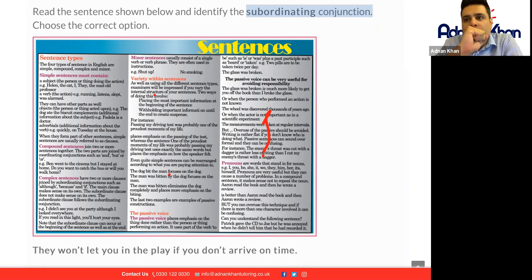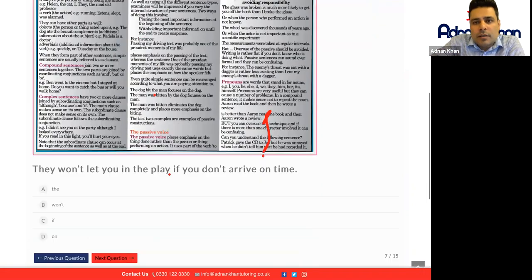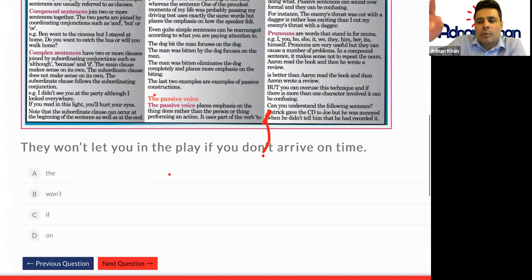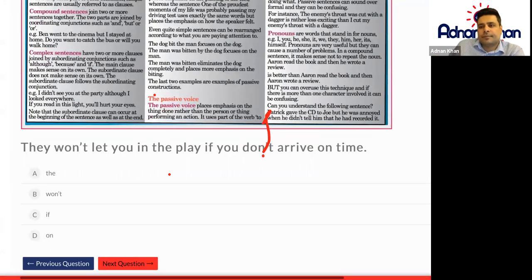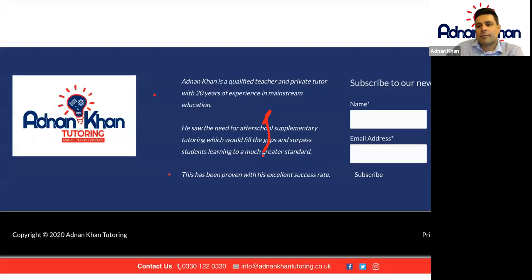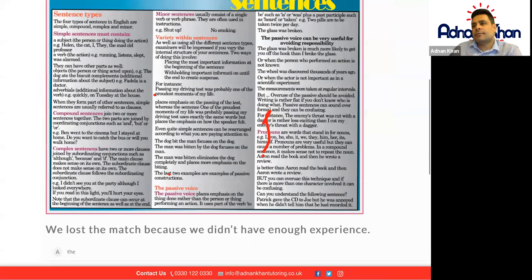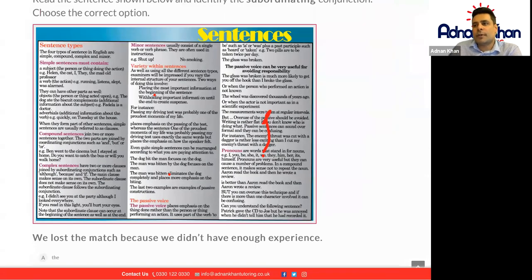Yeah, so words that go in the middle of sentences to actually connect the sentences together. So in this case, which one word will be the conjunction? If. If, precisely. So if will be the conjunction here. So keep a lookout for those keywords. So they won't let you in the play if you don't arrive on time. Okay? Eliora, well done. Thank you for your contribution.